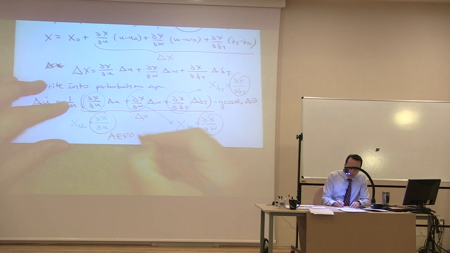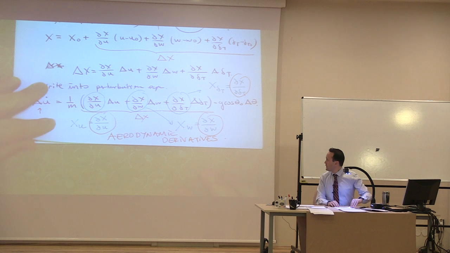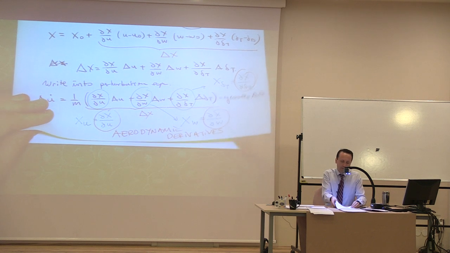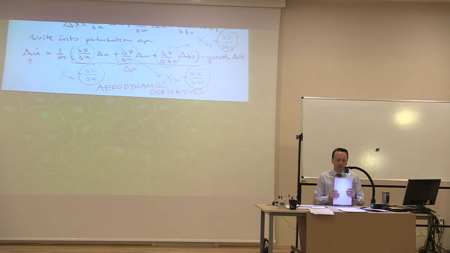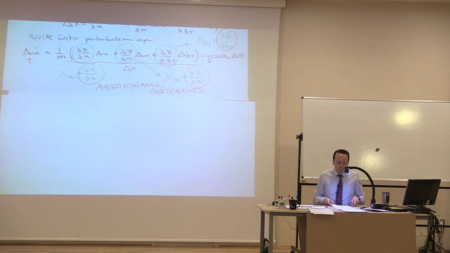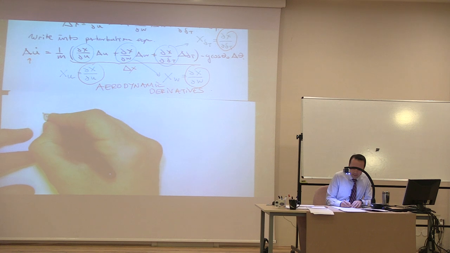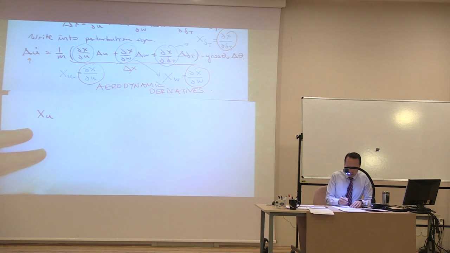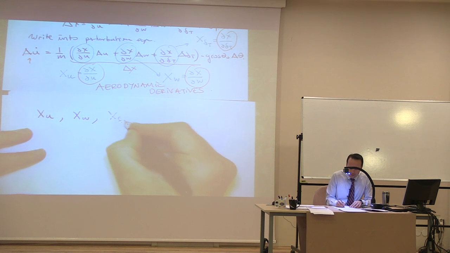Okay, aerodynamic derivatives. These numbers are called aerodynamic derivatives, and they are so-called our bread and butter in aerospace. Okay, so something like XU, something like XW, something like X delta T.